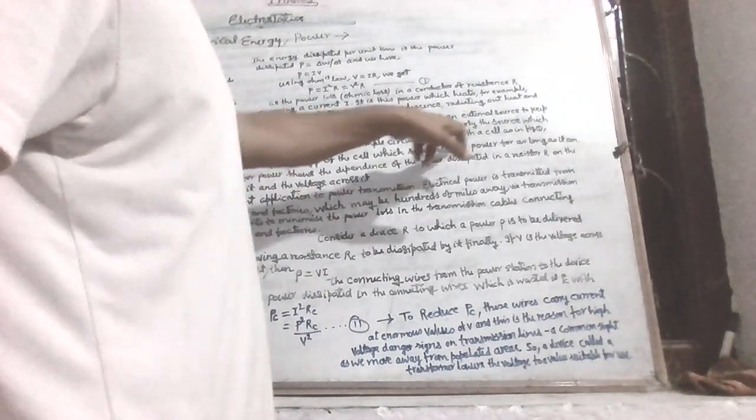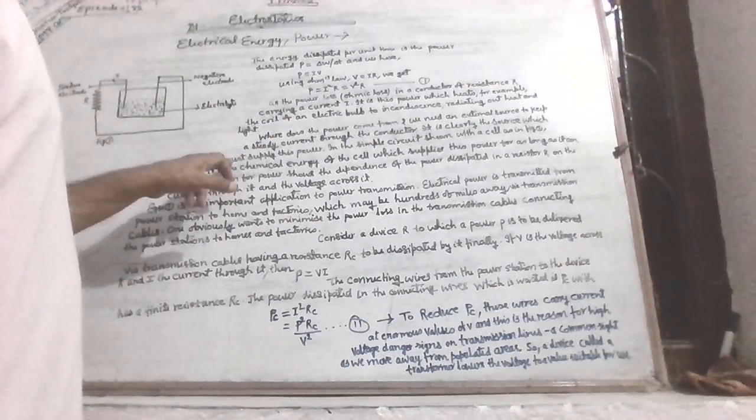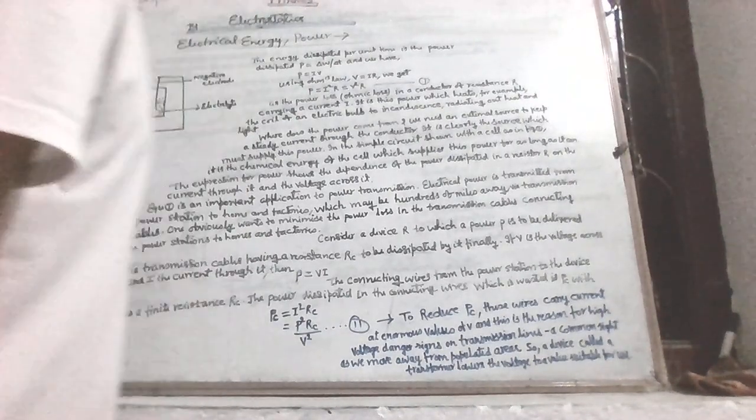Where does the power come from? We need an external source to keep a steady current through the conductor. It is clearly the source which must supply this power. In the simple circuit shown with a cell, as in figure 1, it is the chemical energy of the cell which supplies this power for as long as it can.